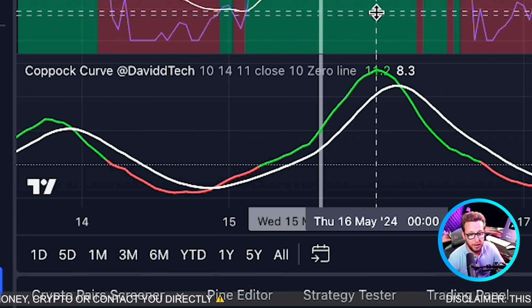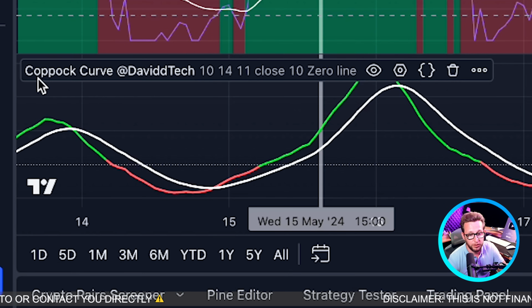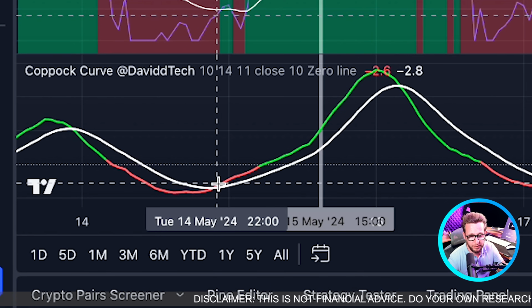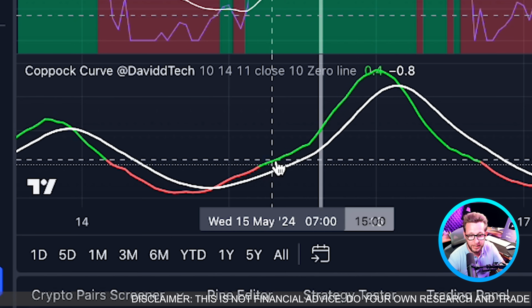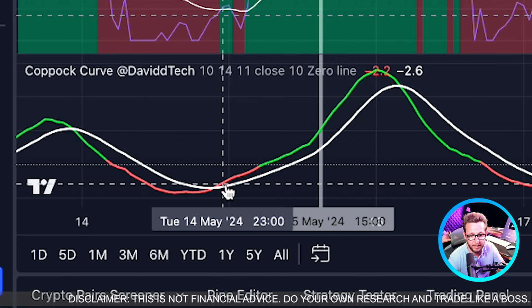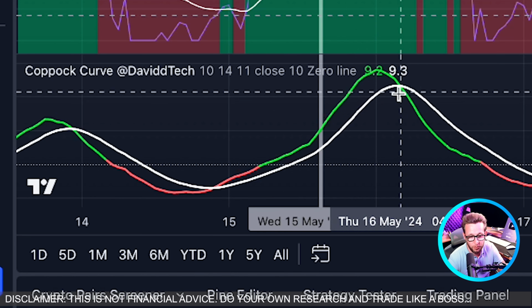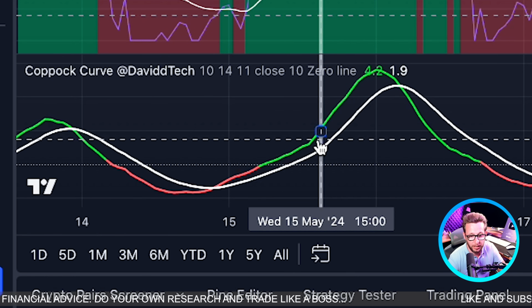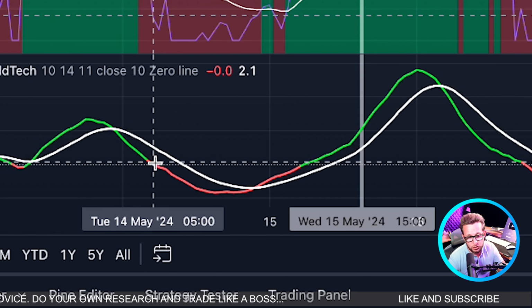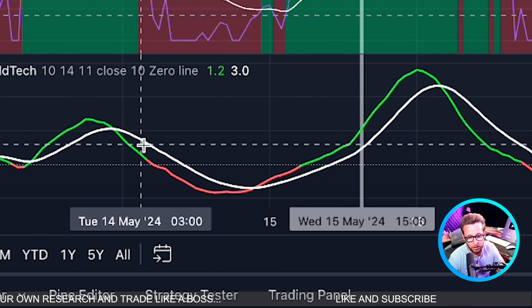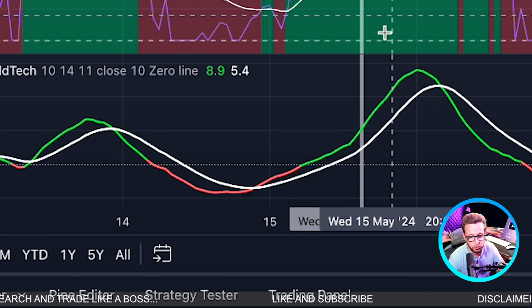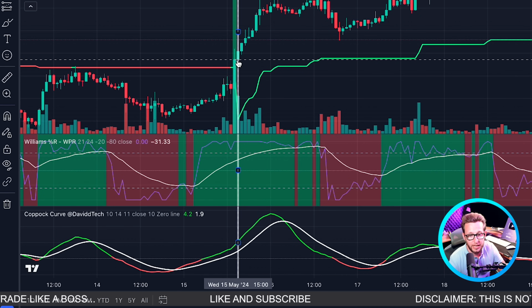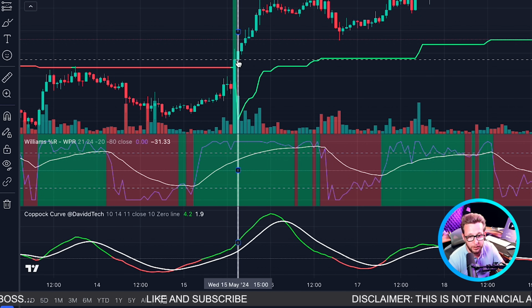We're not stopping there. We're going to add another indicator. This one's called the Cop-Pock curve, which you'll also be able to find on DaviddTech.com. The Cop-Pock curve is very simple. When the Cop-Pock curve is green like it is there and trending above our white moving average, we're going to confirm our entry long just like that. When it is red and trending below the white line, we are actually going to take shorts. So our original entry here on this candle here has actually been confirmed.